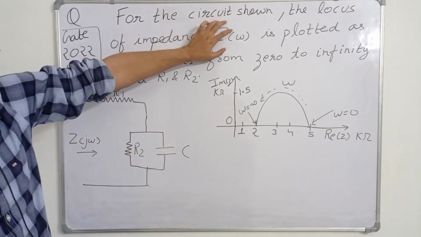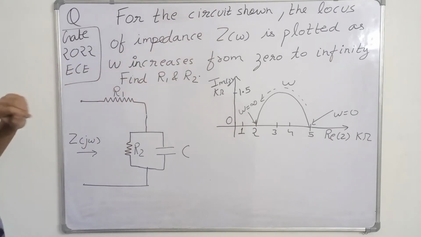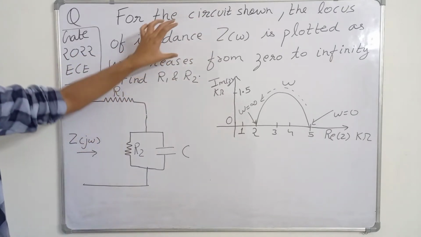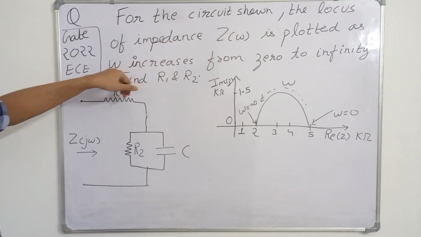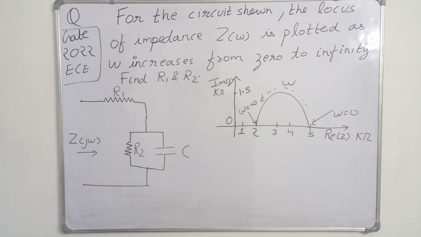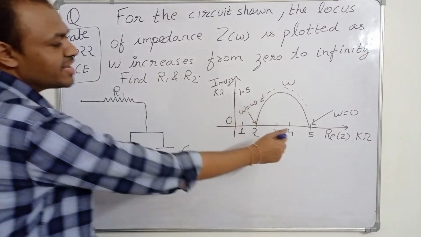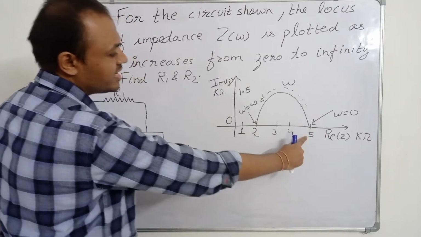Now the locus of impedance Z of omega. Obviously Z of omega will have a real component and an imaginary component. It will have both the components. Its locus is plotted as omega, that is the frequency, increases from 0 to infinity. This is the point at omega equal to 0. The real part of Z is 5 kilo ohm.